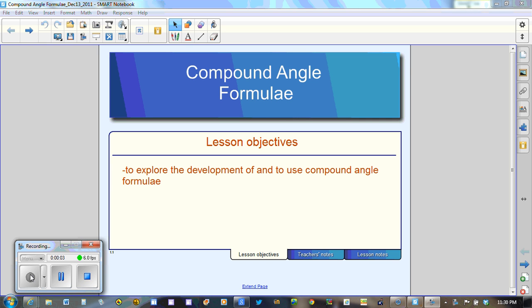The goal of this video is to help you follow the development of what we call a compound angle formula. Following that, you'll also be asked to develop a compound angle formula by following this example, and later on you'll also be asked to use them.